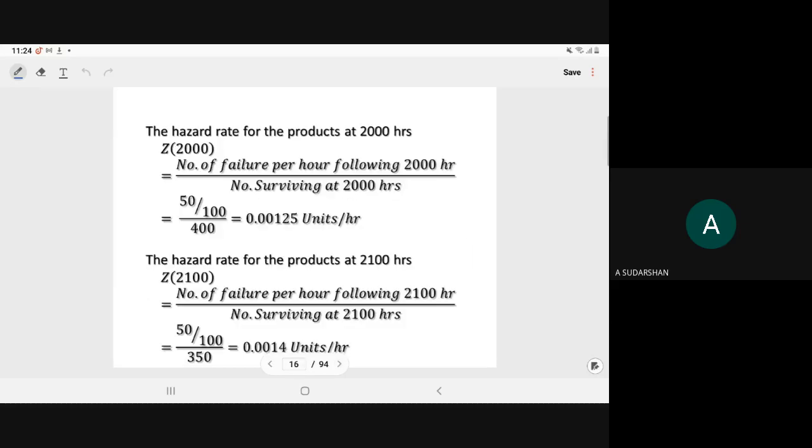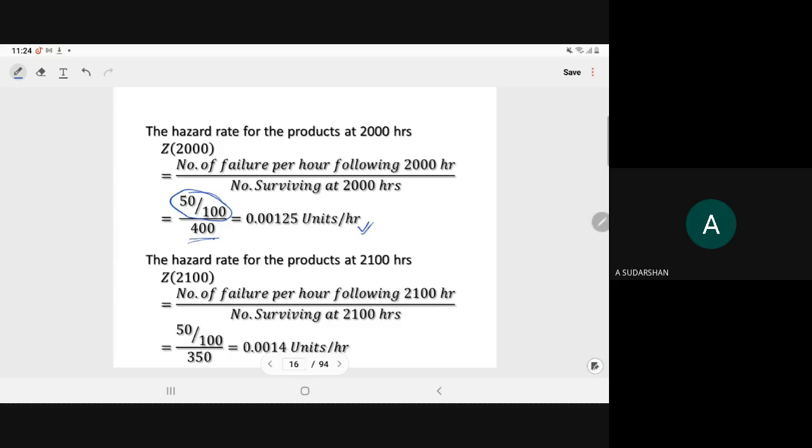So what I have told you: the hazard rate of a product at 2000 hours will be Z at T equal to 2000. The number of failures per hour means it is the rate. So 50 items are failing in 100 hours, divided by the number surviving at 2000 hours. At 2000 hours, 400 items are working. So 50 upon 100 divided by 400, right? That will be the hazard rate at 2000.